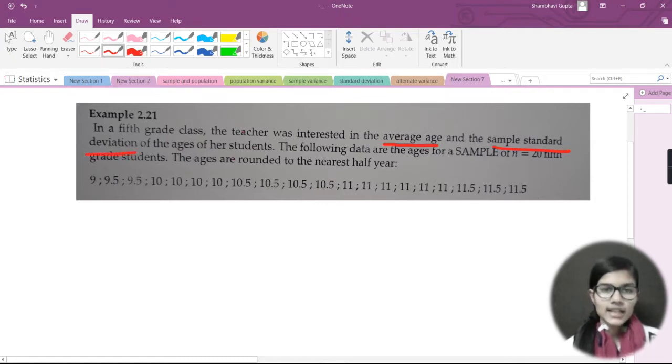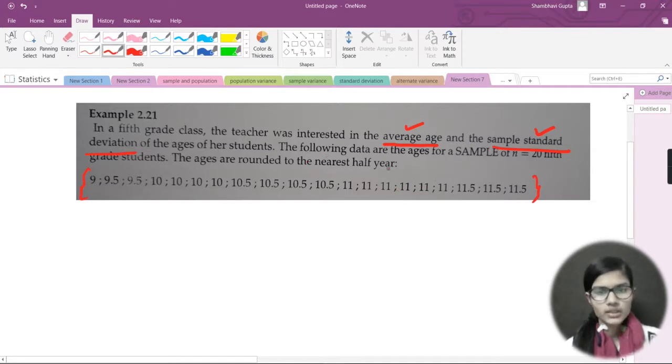So here it is written: average age and the sample standard deviation of the ages of her students. It says there was a teacher who was interested in finding the average age and sample standard deviation for the ages of the students in her class. So what she wanted to find is the average age and sample standard deviation. Here I need to find the average age and the sample standard deviation of the data points I am given, which are just listed here. These two things we need to find out from this sample.